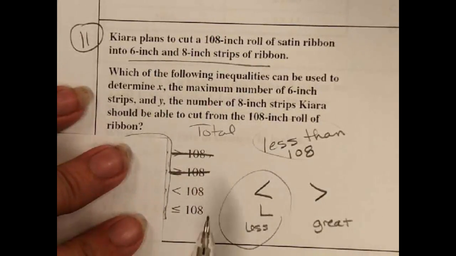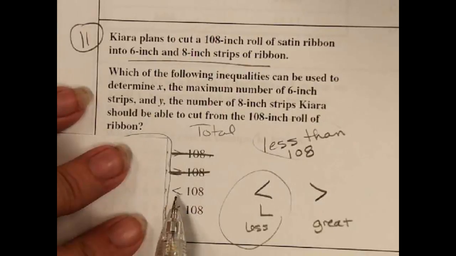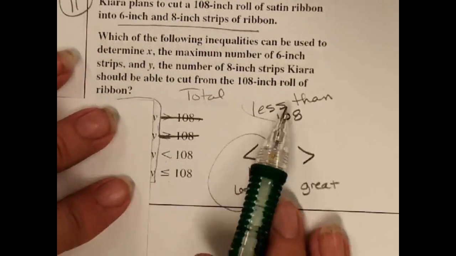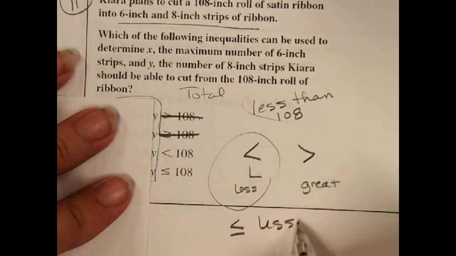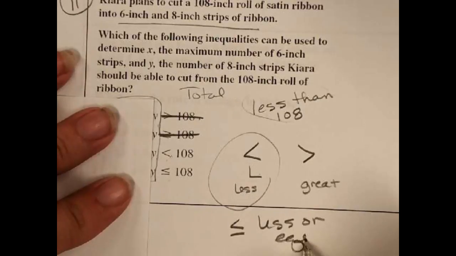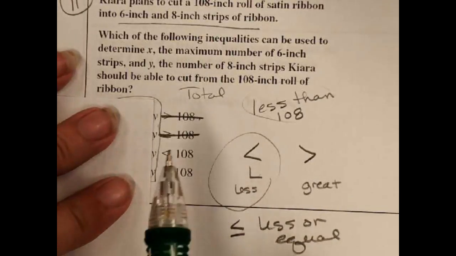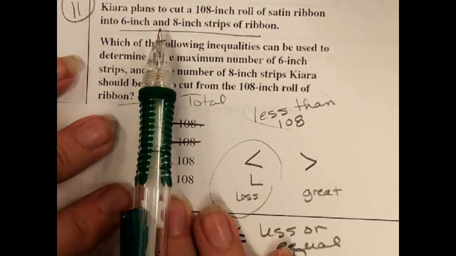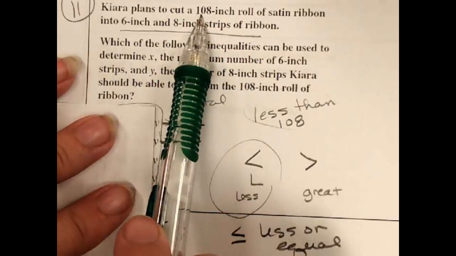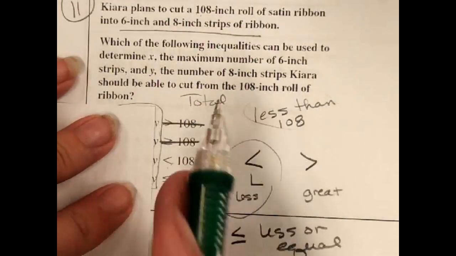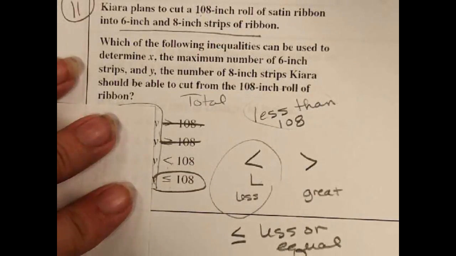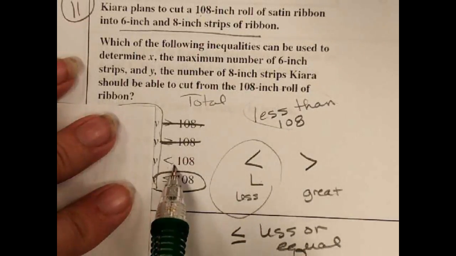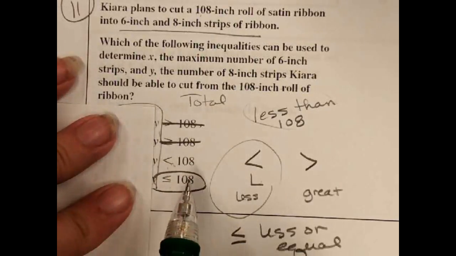Now what's the difference in these? Well, this one here is just less than, and this one where I add the extra line below it is less or equal. So let's use a little logic there and say, well, can it be 108 inches? If I have a roll of ribbon and I have 108, could I use exactly all 108 of it? Sure. It'd be actually kind of nice if I used up the whole thing. It doesn't have to just be less. It could be less or equal. So this is the right answer.